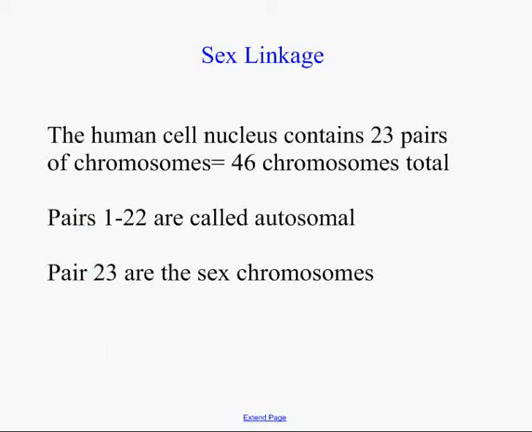Okay, I'm going to give you a short lecture on another interesting possibility of genetics, sex linkage. We've talked so far about how in the human genome there are 23 pairs or 46 chromosomes. We looked at a karyotype of them and saw how they're organized 1 through 23. The first 22 pairs are what we call autosomal chromosomes. They're your typical chromosomes. Pair 23 is a little different. Those are the sex chromosomes, and they determine male or female gender.